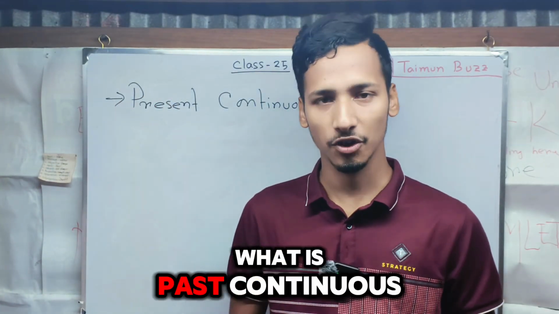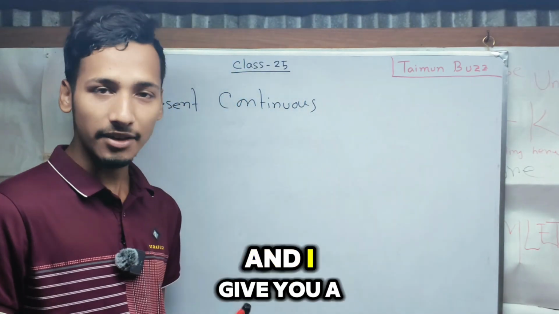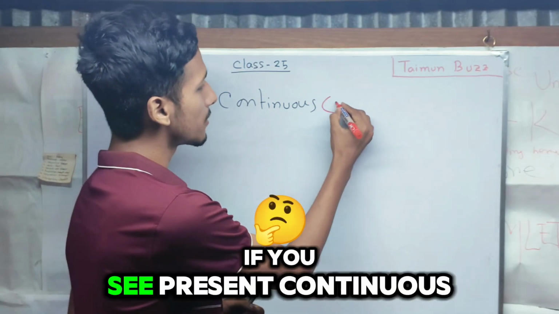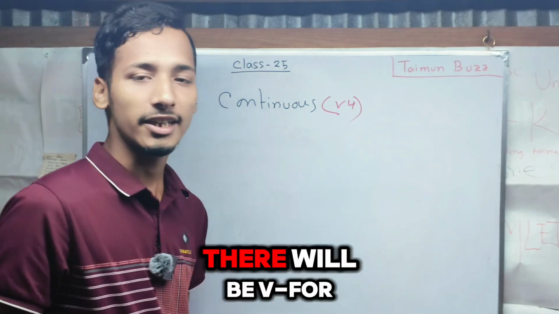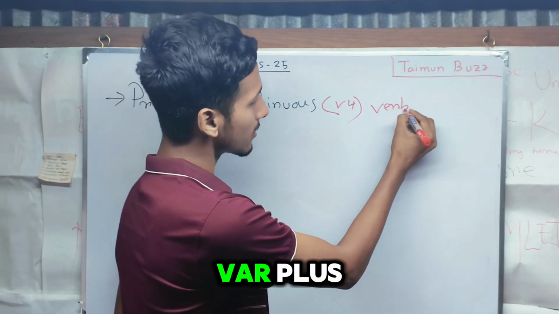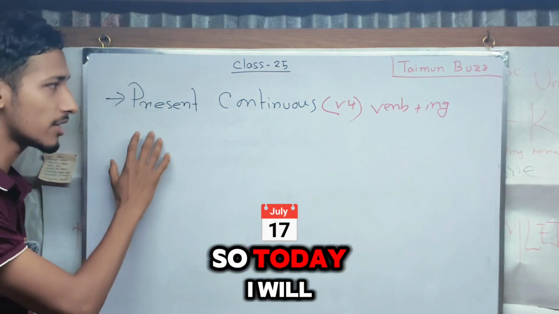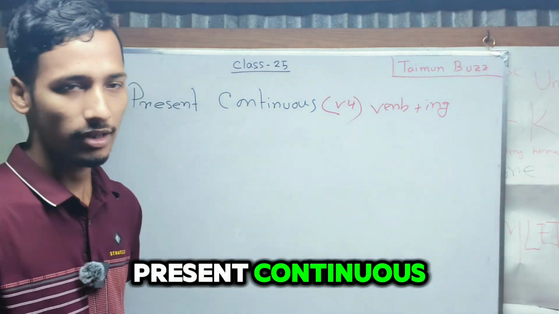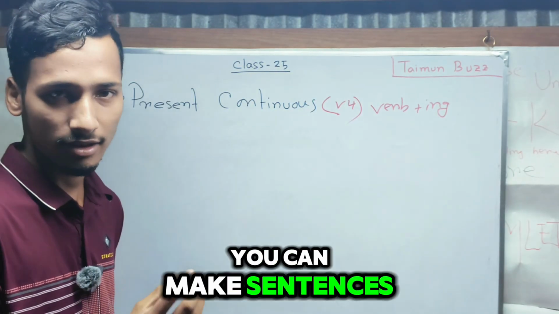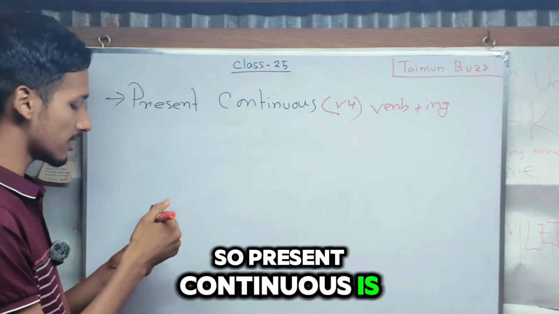As you can see here, present continuous. I taught you in my previous class what is past continuous, and today I will teach you present continuous. I give you a memory: if you see present continuous, there will be V4. V4 means verb plus ing. So today I will teach you what is present continuous. If you do my whole class, you can speak English, you can make sentences. So present continuous is so easy.